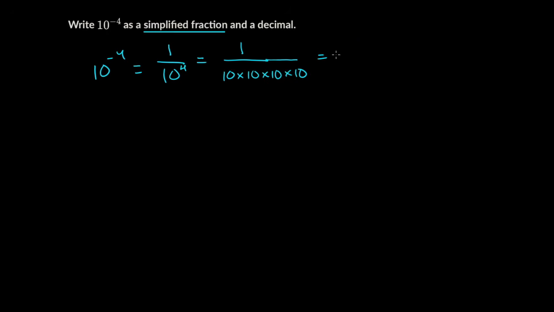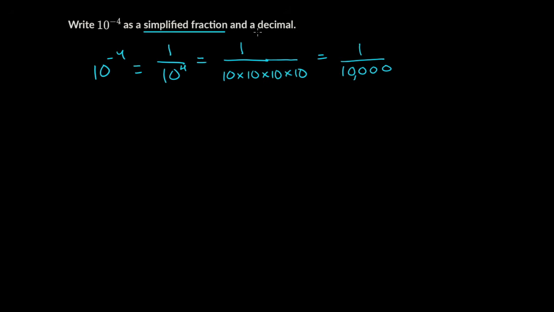Or you might have been able to go just straight to this idea that if I have 10 to the 4th, that's going to be 1 followed by 4 zeros. So 1 followed by 1, 2, 3, 4 zeros. And you can see it over here. 10 times 10 is 100. 100 times 10 is 1,000. 1,000 times 10 is 10,000. So there you have it. We've written it as a simplified fraction.